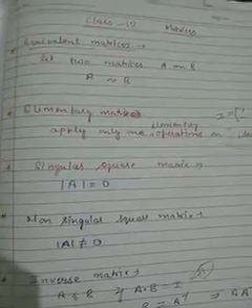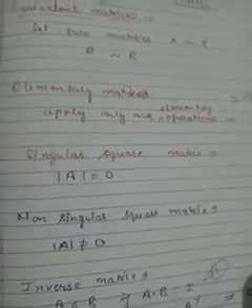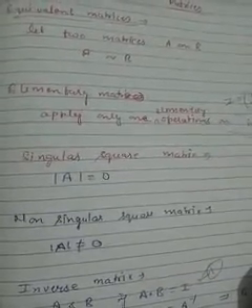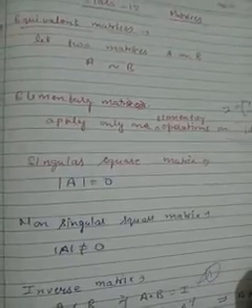So let's come to the equivalent matrix. Let there be two matrices A and B. If we apply a finite number of elementary operations, which you learned in the previous year, on a matrix A, and we get a matrix B, then that matrix can be said to be an equivalent matrix.